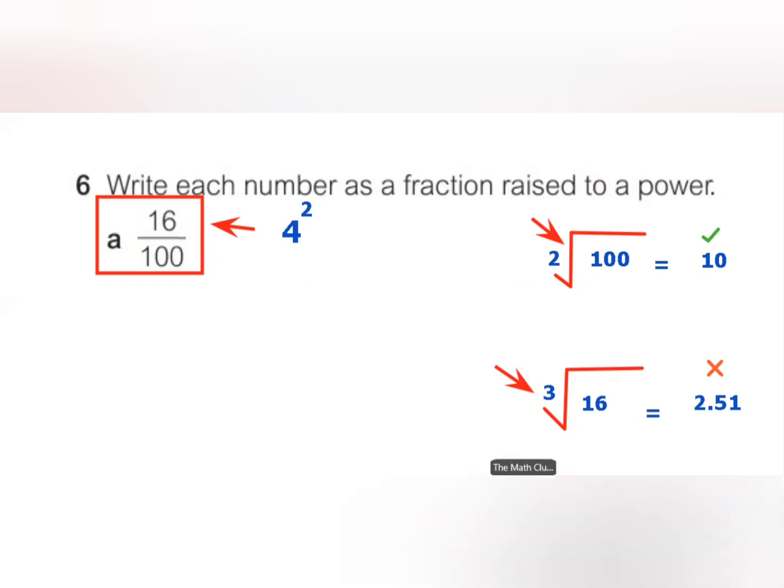Let me remove this. I'm going to put a fraction line like this. And 10 to the power of the same thing, which is 2. Now, because this one is a square root, it's going to be 10 to the power of 2. Now, first, let me make this bigger. 10 to the power of 2, like this.